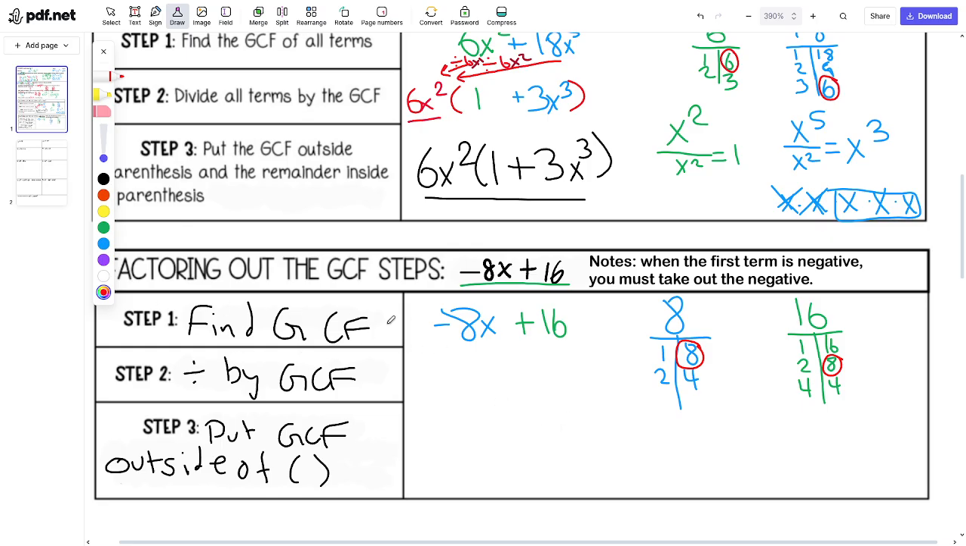So, now what we're going to do is we're going to take that number and we're going to divide each of these terms by 8, but not just 8 this time. We're not dividing by 8. If the first term is negative, divide by the negative version of that number. So we're dividing each by negative 8. So when we do that, we're going to put negative 8 on the outside of the parentheses here.